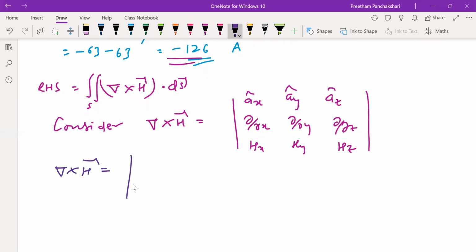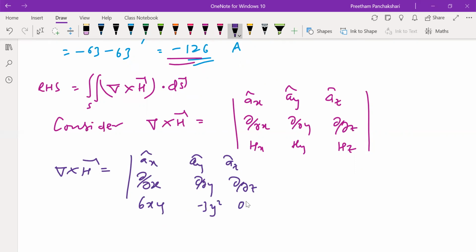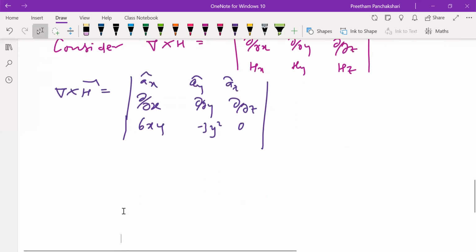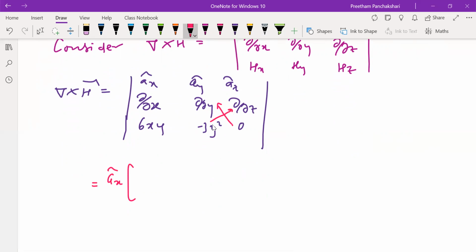Curl H. Let us substitute the values. Partial derivatives. Hx in the problem is 6xy. Hy is minus 3y square. Hz is 0. That component is not there in the numerical problem. So we have to find the value of the determinant. So that is ax. Ax means we have to take these two multiplications: dou by dou y of 0 is 0, minus dou by dou z of minus 3y square.